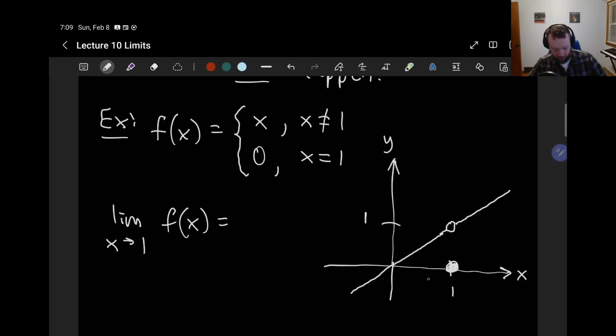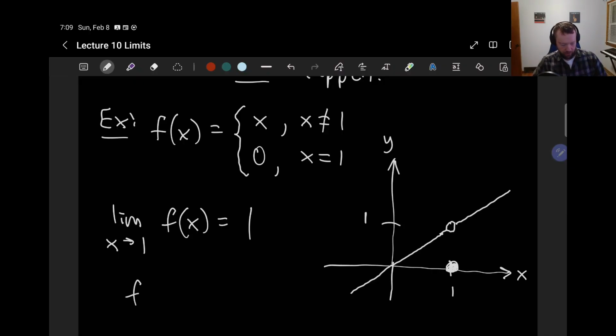right? As we get very close to 1 in our x value, our line is going up, up, up, right to that hole. And likewise, if we approach from over here, we're approaching this height of 1. So that's what the limit is. This is the height that we're approaching.